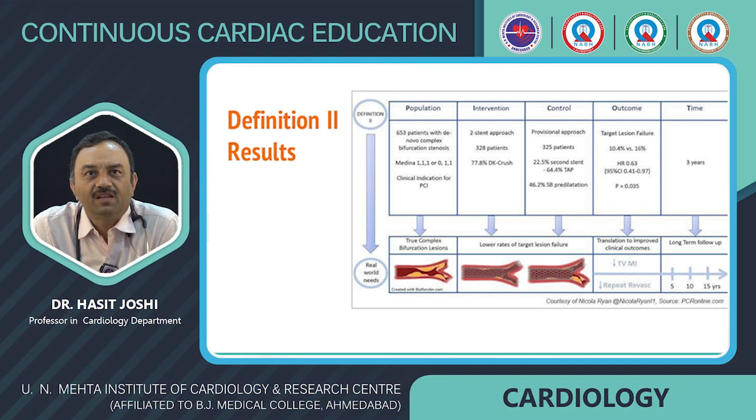The intervention was a two stent approach. The method used was TK crush in most of the patients, while half the patients were treated with a provisional approach. Target lesion failure was 10% versus 18%, and hence a two stent approach was better in the DEFINITION II criteria.